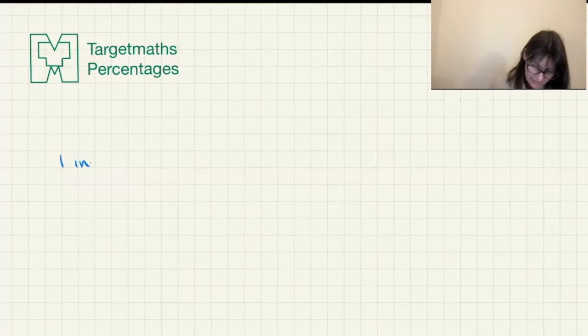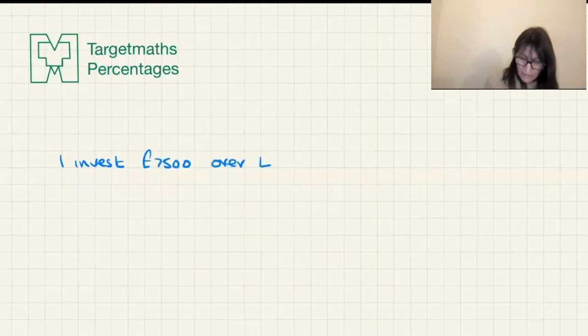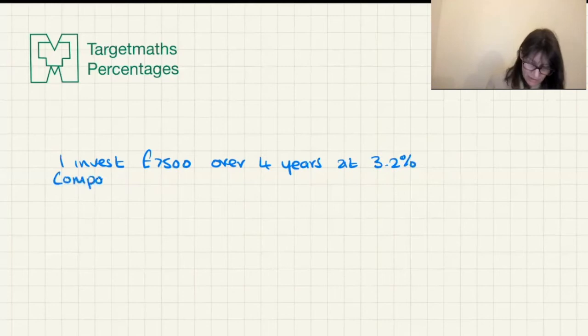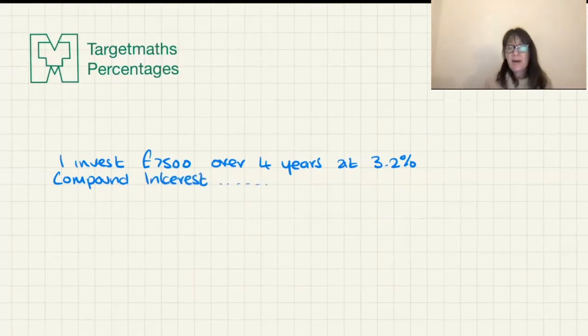So I invest £7,500 over 4 years at 3.2% compound interest. Okay, and again, the question is, how much will I have at the end of that 4-year period? So hit the pause button and have a go at that question.